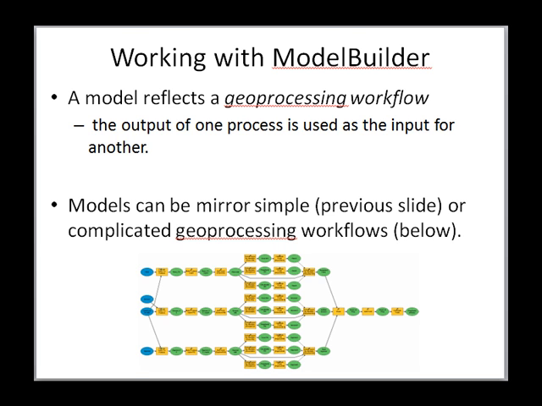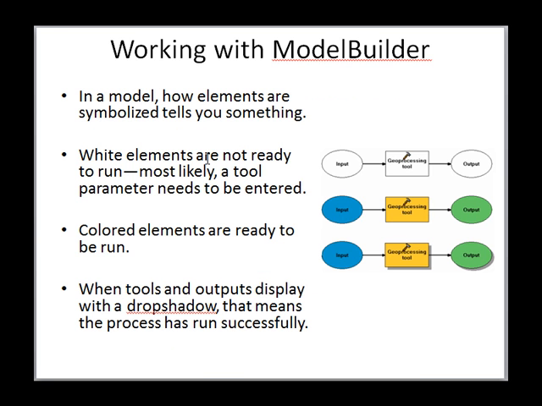This module doesn't have any real complex geoprocessing. In a model, the way that these elements are symbolized tells you something. When the elements are white, it's not ready to run. Most likely, the geoprocessing tool has a parameter that needs to be entered. You haven't told it the buffer distance or something like that. When they're colored, they're ready to run, and when you see these drop shadows, that means that the process has been successfully run.